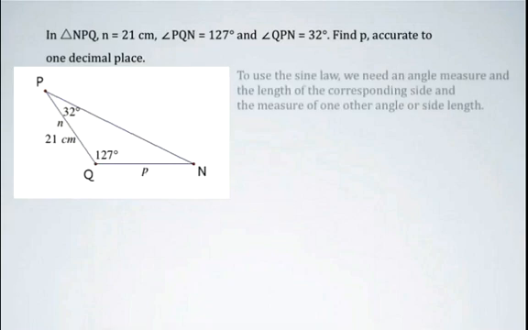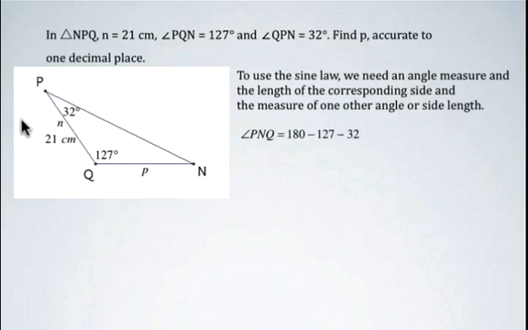And remember that to use sine law, we need an angle measure and the length of the corresponding side, and the measure of one other angle or side length. Well, the problem here is we're given 21 centimeters, but we're not given angle N, and we need angle N in order to use sine law. So what we're going to have to do is use properties of triangles that we know, and one property is that the sum of the angles in a triangle is 180 degrees.